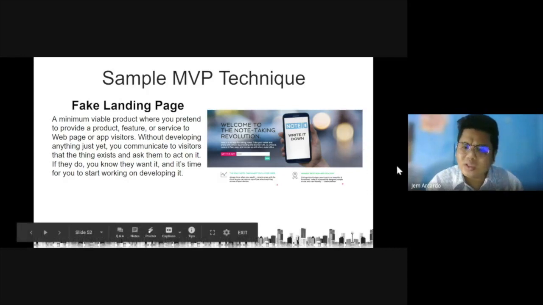So for this one, example na nakita ko is yung Note Pen. Sabi nila it's an app daw where you can write things down. So if you can see sa example dyan sa picture sa presentation, it would ask for the user's email kung gusto talaga nila yung app, and then i-email na lang sila kapag okay na yung app na yun.